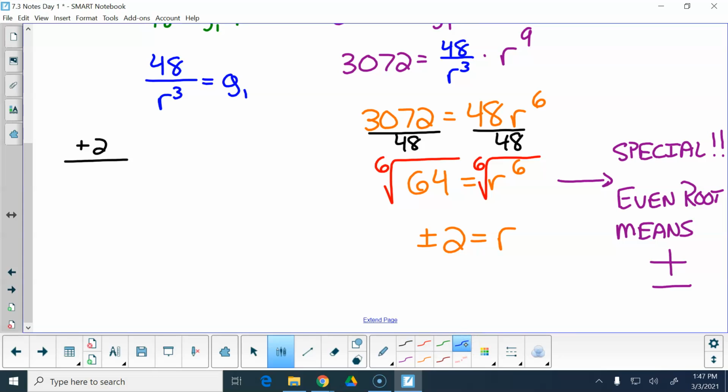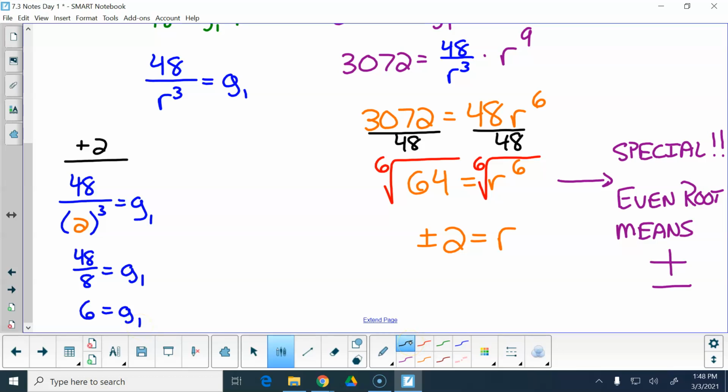So if you do that, you get 48 over positive 2 cubed. Positive 2 cubed is 8. So this is 48 divided by 8, which is 6. Then you have to go back and do it with negative 2. Because negative 2 cubed is negative 8. Which gives me a first term of negative 6.